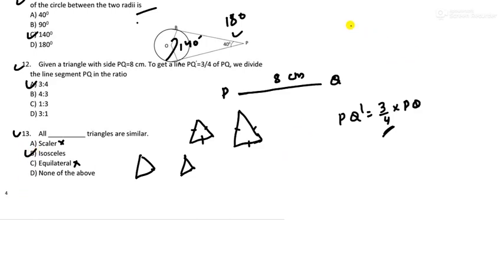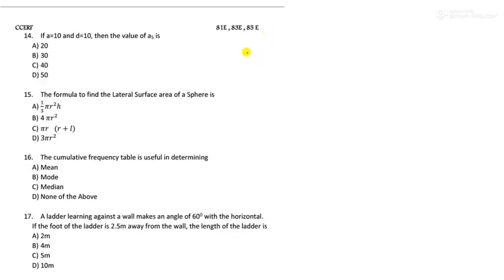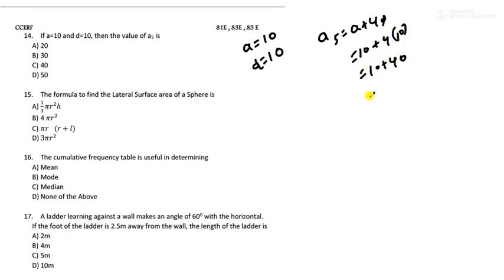Next, question number 14. Here they have given that if A, the first term, is 10 and the common difference is equal to 10, what is A5? A5 is A plus 4D, right? So 10 plus 4 into 10, that is 40 plus 10, which is equal to 50. It is a very easy question. Option D is the right answer.